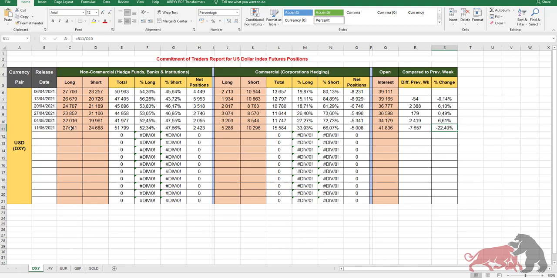Now looking at the non-commercials, you can also see they have increased their long exposure on dollar from 22 to 27,000, and they've also increased their short exposure. But overall, you need to look at the overall exposure that they've got. If we look at the commercials, overall exposure is 33.93% to the upside. It has actually increased, and short exposure has decreased. But net, the open interest has increased, and when open interest increases, it means commercial traders are increasing their net positions. So what does this tell us regarding dollar index this week?